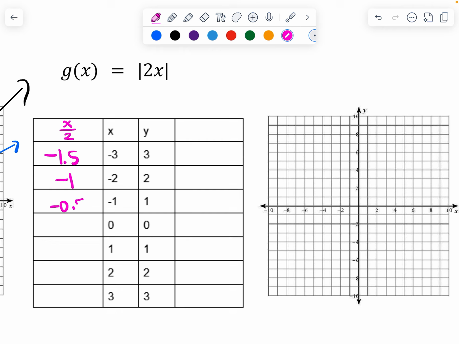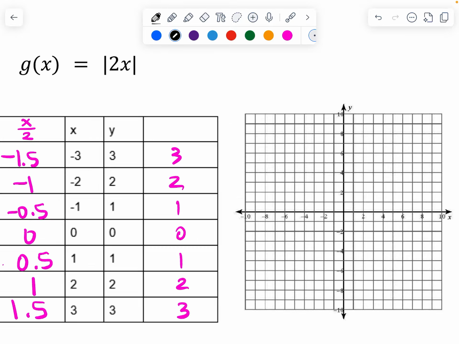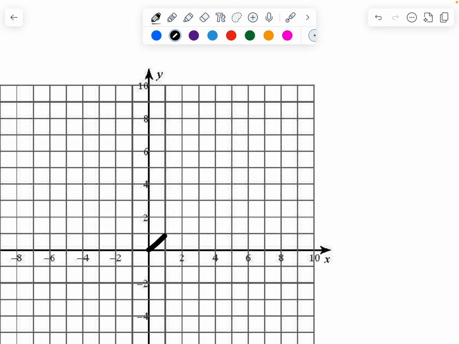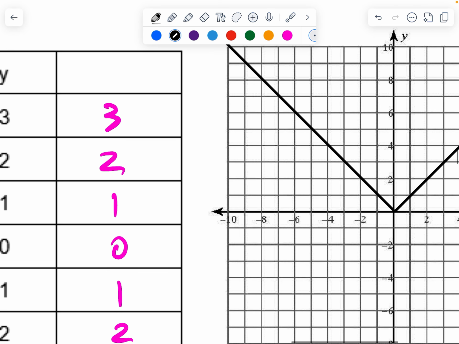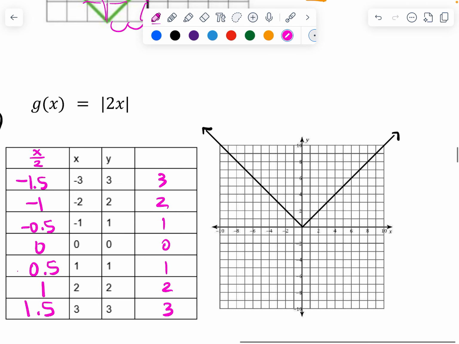Negative 0.5, 0, 0.5, 1, and 1.5. Over here, these are all the same. The y values didn't change. They stay the same. So I'm going to plot my points. Oh, I forgot to do my parent graph, so give me just a second to do my parent graph. And you really should be using a straight edge while you do this. It's nice on mine because it just automatically does it.